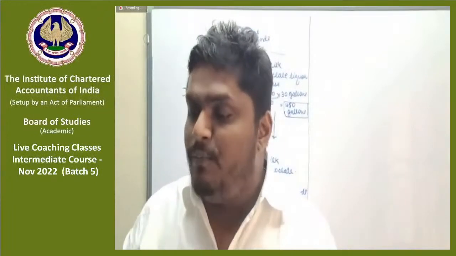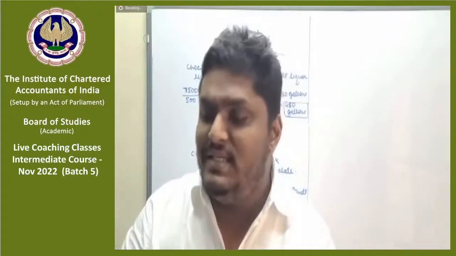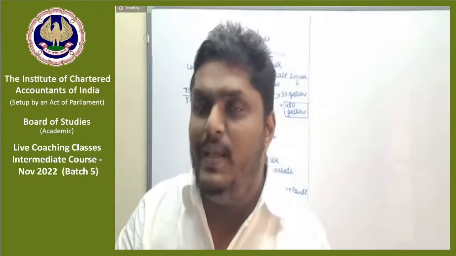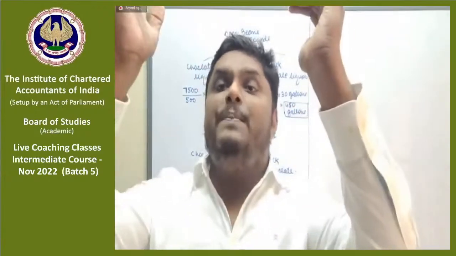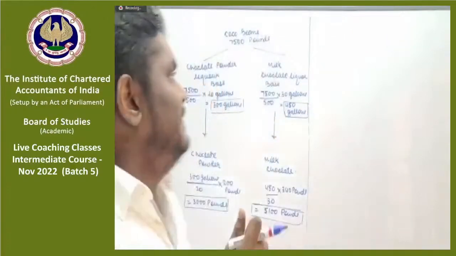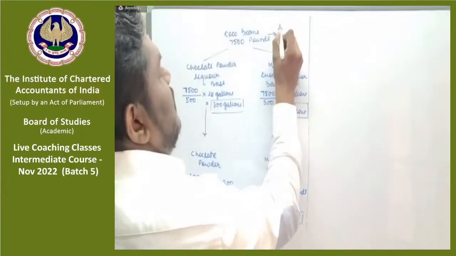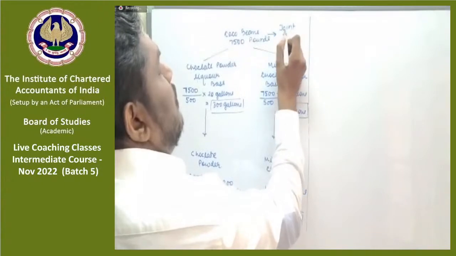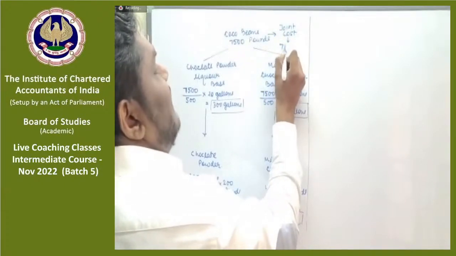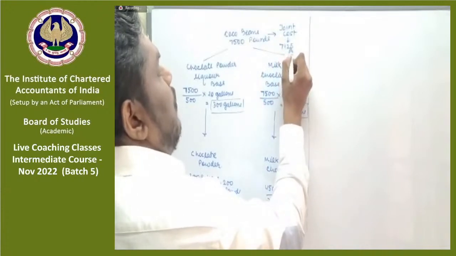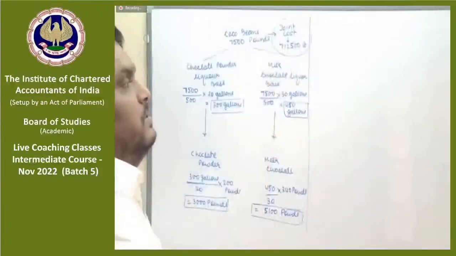The cost of processing cocoa bean to split off point, including the purchase cost of bean, is 7,12,500. It means what? It is a pre-separation cost. That is the joint cost of 7,12,500. So my joint cost is how much? 7,12,500 rupees. This is my joint cost.